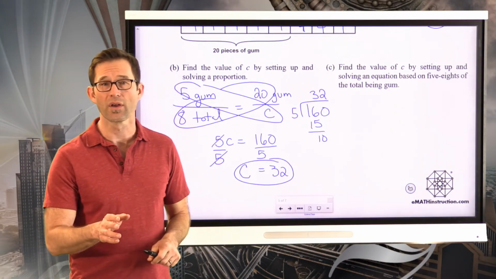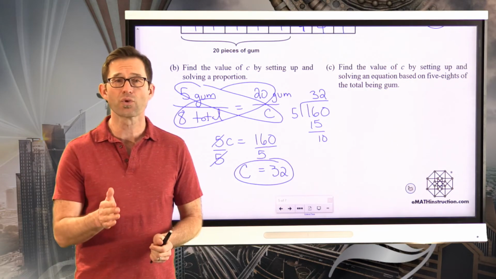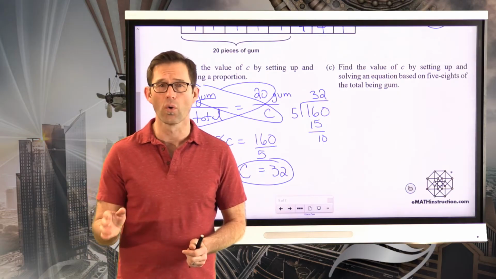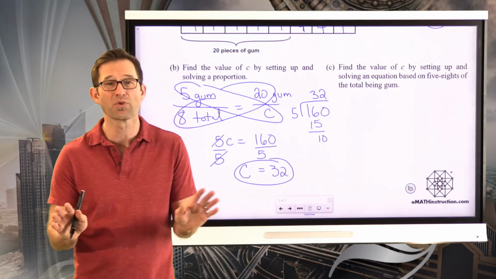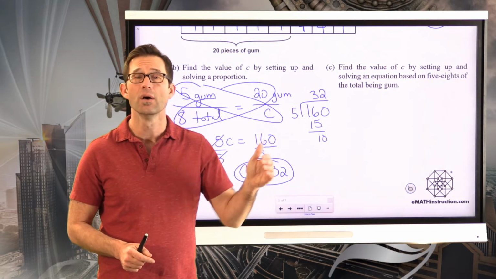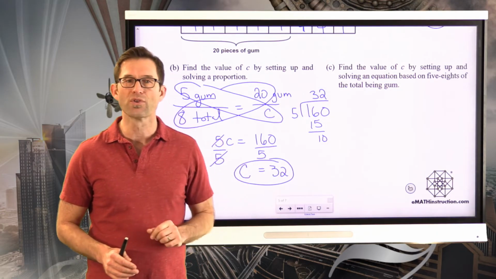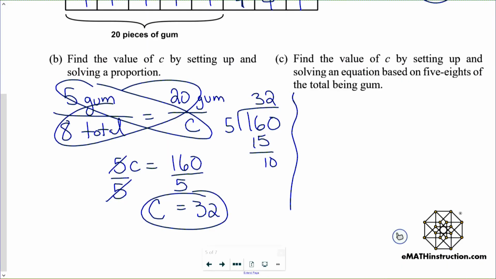Letter C, though, we're going to look at a little algebra. Let's read that one over. Find the value of C by setting up and solving an equation based on 5/8 of the total being gum. Now this is a little tricky, but if we knew the total, which we do, it's 32, but let's pretend we don't. If we knew the total, we could figure out how many pieces of gum we had by taking 5/8, multiplying it by the total, and that would give us the number of pieces of gum. Since we don't know the total in this case, we still set it up the same way, which is that 5/8 times the total must be equal to the number of pieces of gum, which is 20.